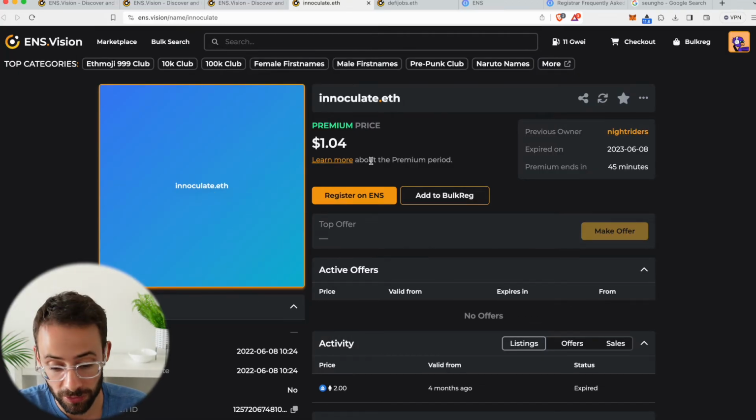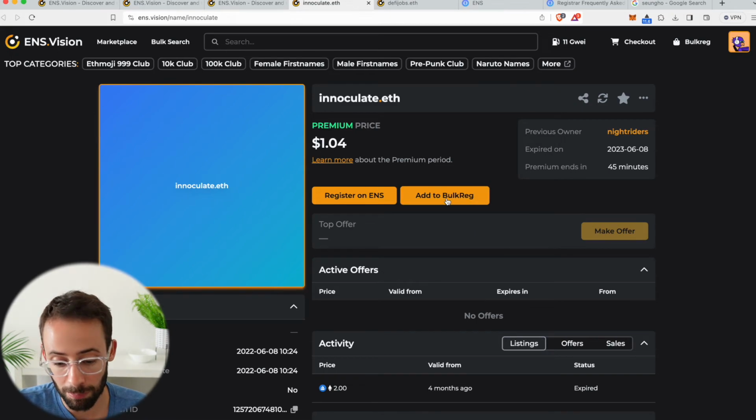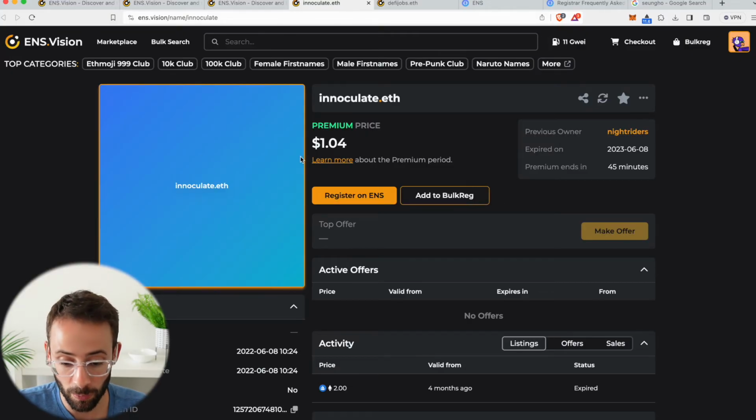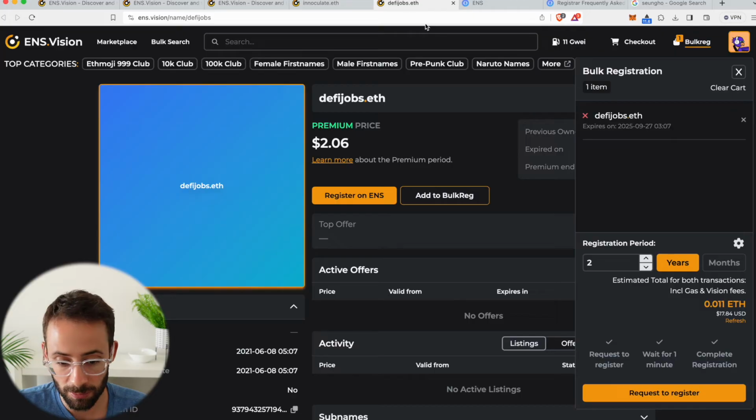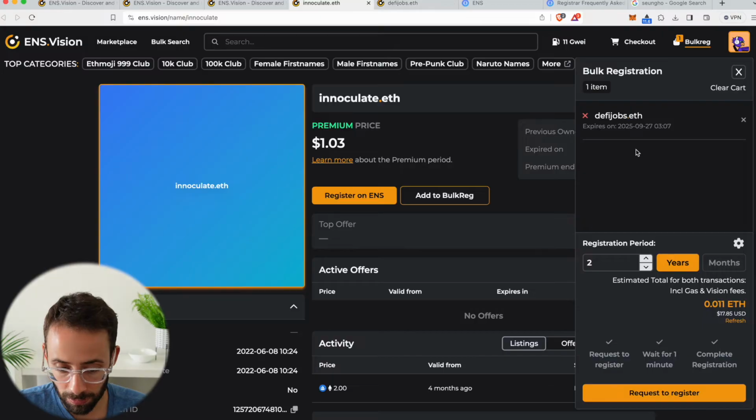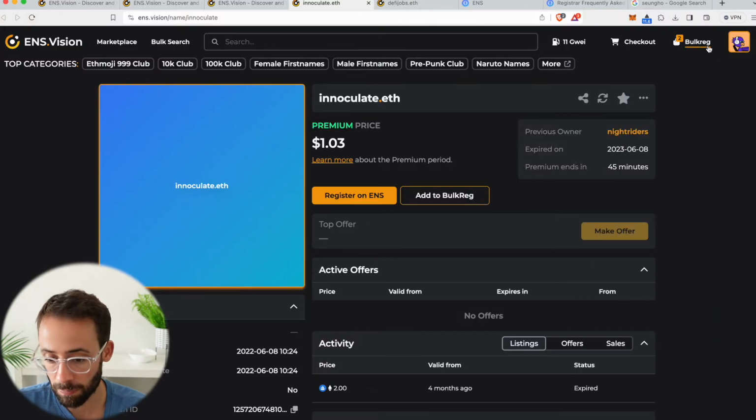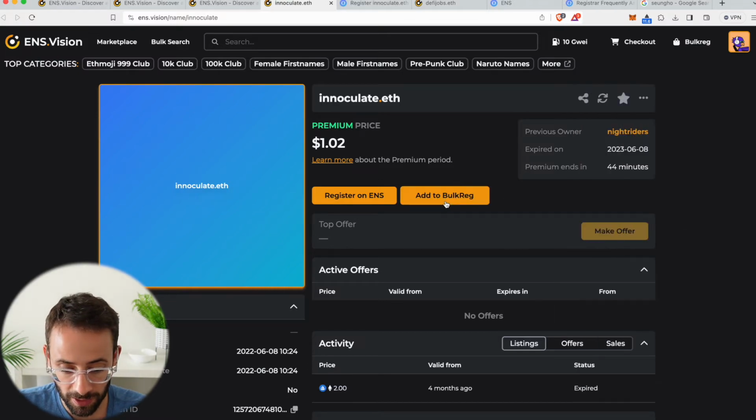So there's a couple ways that you can do this. Since this is expired, you can't actually buy it from someone. So you have to register it. I can add it to a bulk reg, which means if I found a bunch that I wanted to register, for example, inoculate and DeFi jobs, then you can see up here, it basically adds them to my cart. And if I refresh the page, it should have both in there. Oh, maybe it didn't register this one. Yeah, there we go. So, you know, I can register both of these at the same time and save a little bit of money on gas fees, which is a really nice feature of ENS Vision. I'm not gonna get both though. I'm only going to get inoculate.eth.